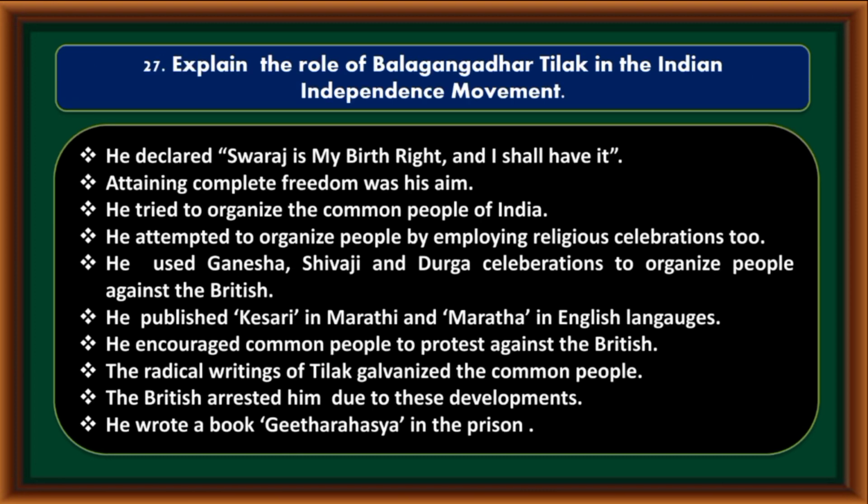Explain the role of Balagangadhar Tilak in the Indian independence movement. He declared, "Swaraj is my birthright and I shall have it." Attaining complete freedom was his aim. He tried to organize the common people of India. He attempted to organize people by employing religious celebrations too. He used Ganesha, Shivaji and Durga celebrations to organize people against the British.